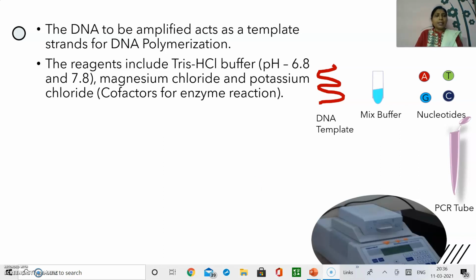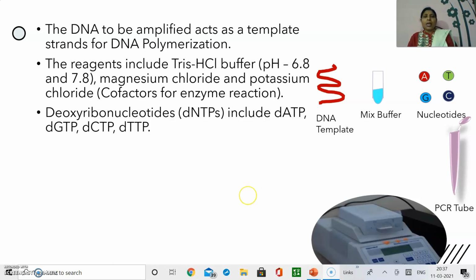The next ingredient is nucleotides. Deoxyribonucleotides, that is the dNTPs, are added. All the 4 dNTPs, dATP, dGTP, dCTP and dTTP, are taken in large amounts into the PCR tube.